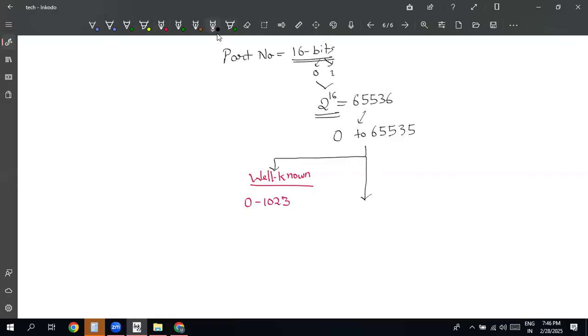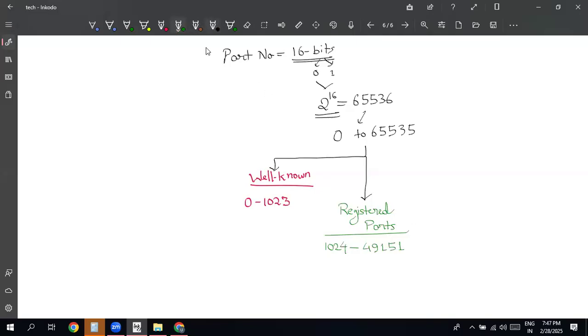The second range is called the registered ports. The registered ports range starts from 1024 and ends at 49151. This is used specifically for some specific applications for which a reservation has been requested, and it will be reserved with the help of IANA.